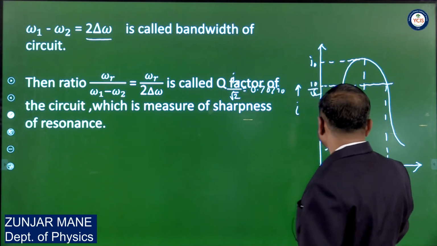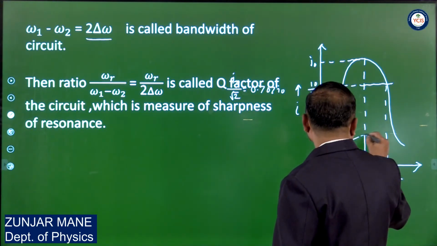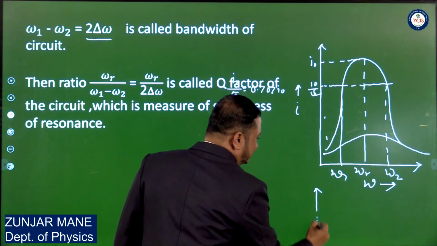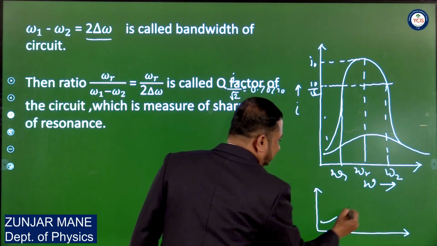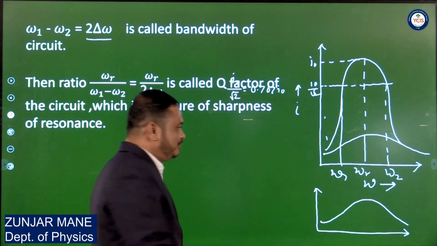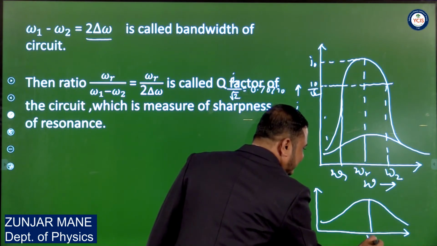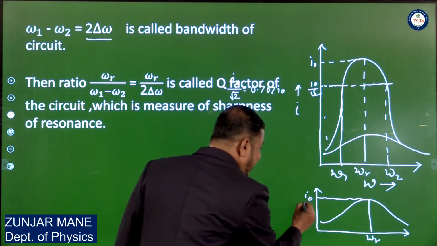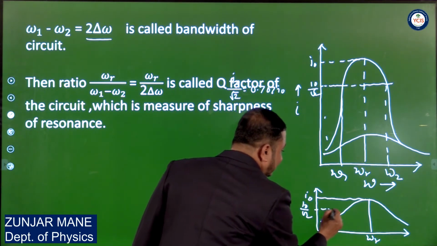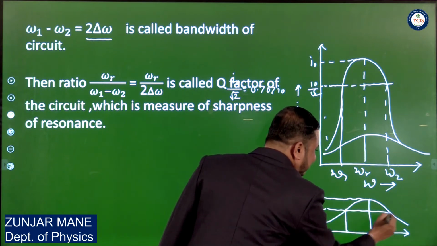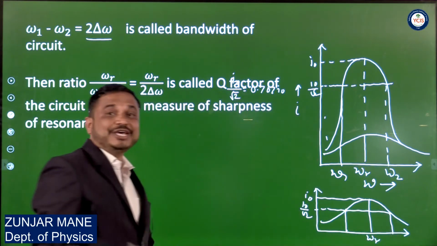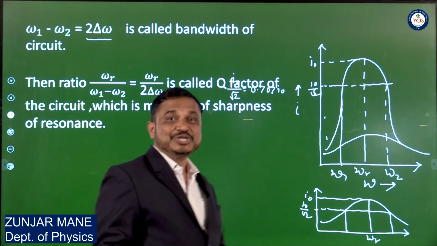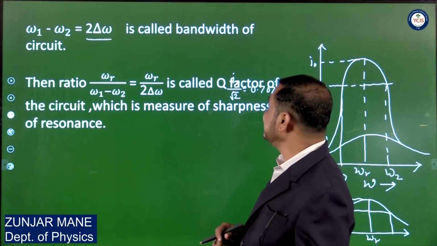Suppose this is one curve, there may be another curve, it may be flat. So I draw this figure here. Suppose there is another curve which is flat. Suppose this is omega_r, for which current is I0. Now find the I0 upon root 2. Then this is omega 1, this is omega 2. So there will be an increase in bandwidth. So if there is an increase in bandwidth, then there will be a decrease in sharpness. So it is the measure of sharpness of a resonance curve.